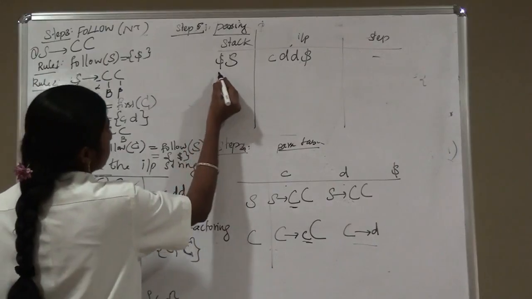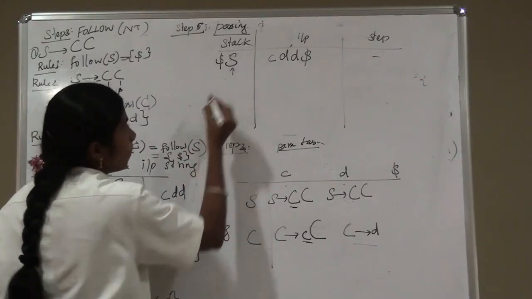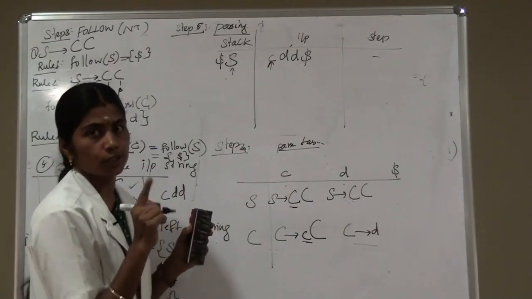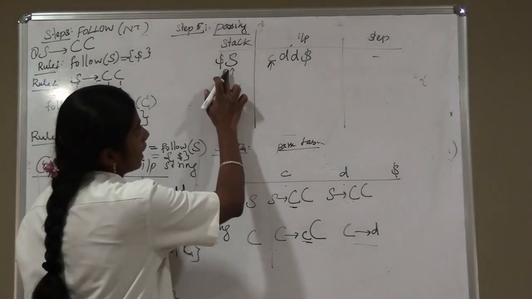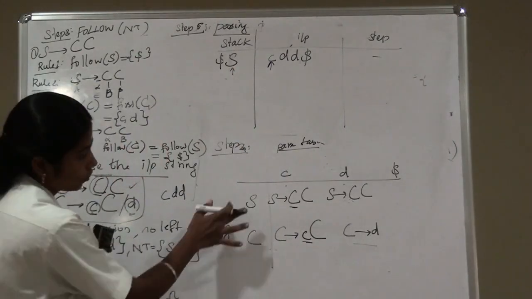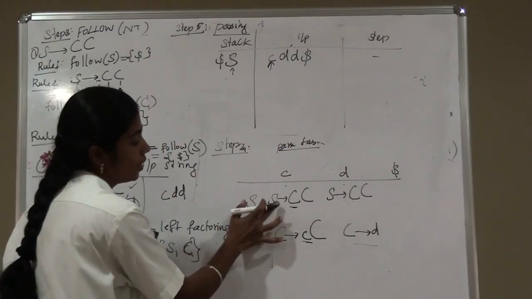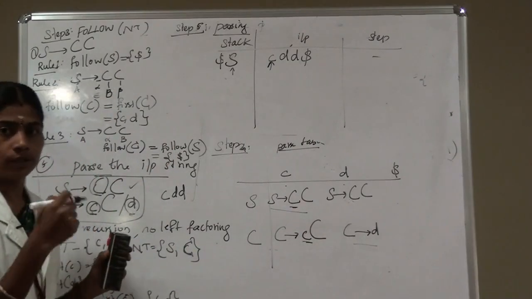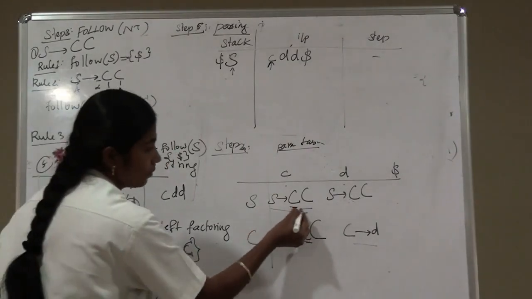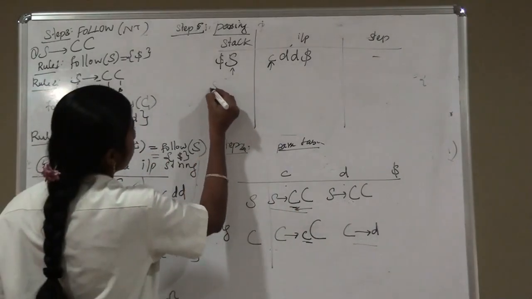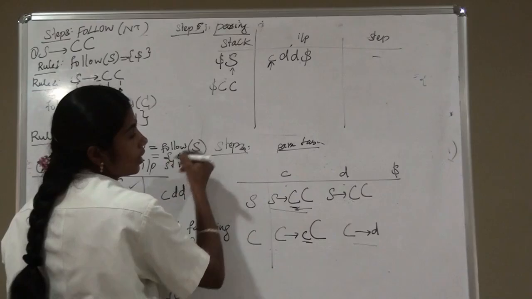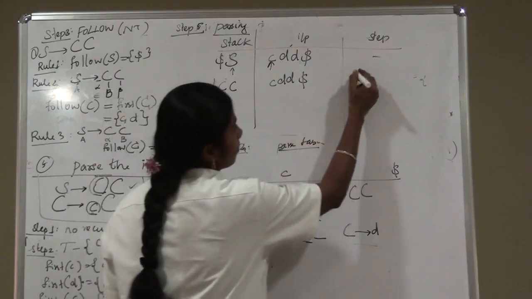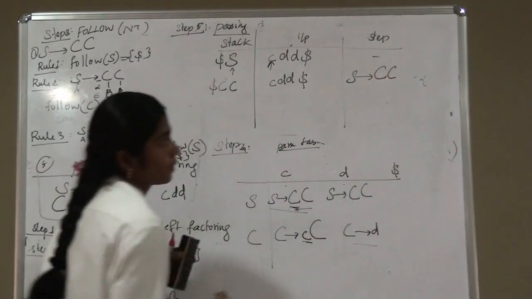And the next step: on top of the stack S is there, and the input pointer is pointing to the first input symbol, small c. So I will find the relation between capital S and small c in my table. For capital S and small c you have an entry S derives capital C capital C. So this has to be pushed into the stack from right to left. So you will have C, C, and here you have the same input c d d dollar. How have you done this? With the production S derives C C, right?